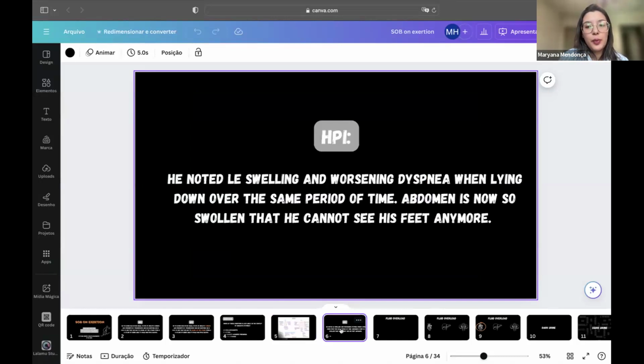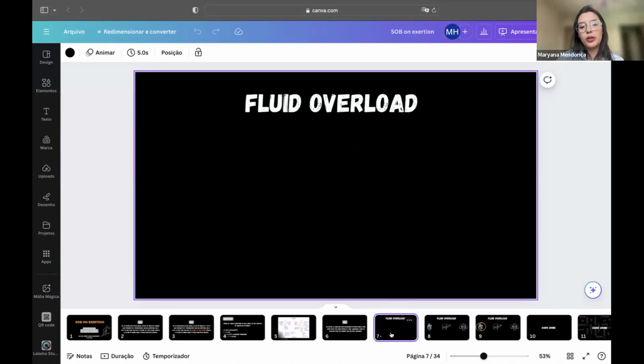Okay, so continuing with the HPI. The patient also noted lower extremity swelling and worsening dyspnea when lying down over the same period of time. He also mentioned that his abdomen was so swollen that he could not see his feet anymore. So with that in mind, we start to think about fluid overload.